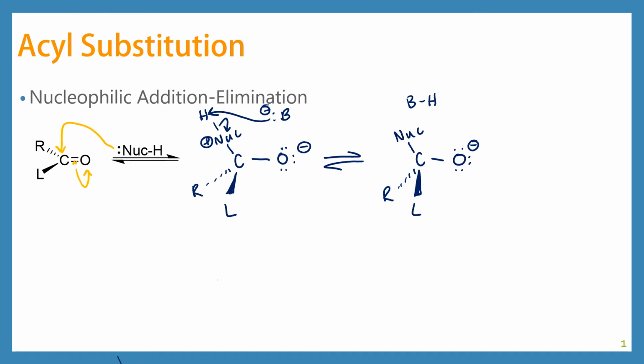We saw something similar with the formation of cyanohydrins. In this reaction, however, we have something different. We have a leaving group. So instead of protonating the oxygen, we are going to reform the double bond between the oxygen and the carbon and kick out the leaving group. So this gives us our final substituted product.